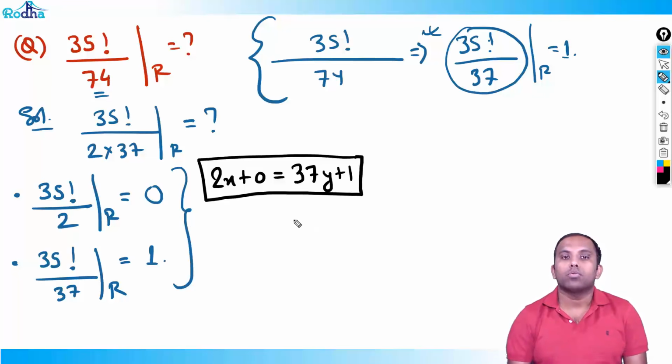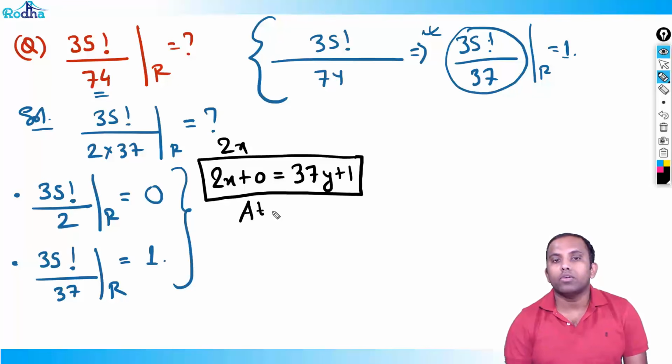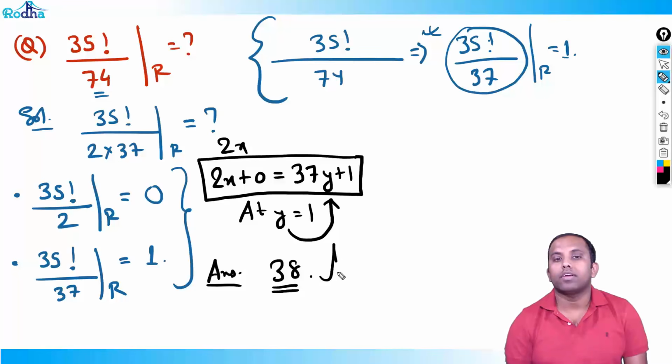Right, so you can simply observe it. The left side is just 2x, which means an even number, a multiple of 2. So at what value of y will I get an integer x? At any multiple of 2, so surely at y equal to 1, I'll get x as an integer. If I put y equal to 1 here, the answer will be 37 into 1 plus 1, that is 38. So 38 is the answer.